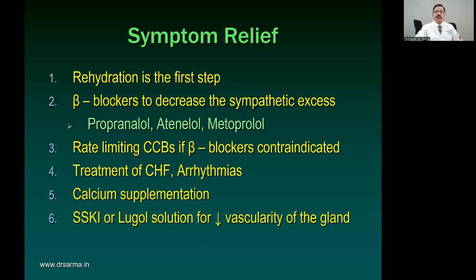Beta blockers to decrease the sympathetic axis. Propranolol is the ideal drug. It is available in a sustained release formulation. Propranolol SR is available, so you can give once a day. Otherwise, ordinary propranolol, Inderal, you have to give 3 times a day. So really sustained release formulation, CR or SR, controlled release once a day. Atenolol and metoprolol can also be substituted. The preferable drug is propranolol.